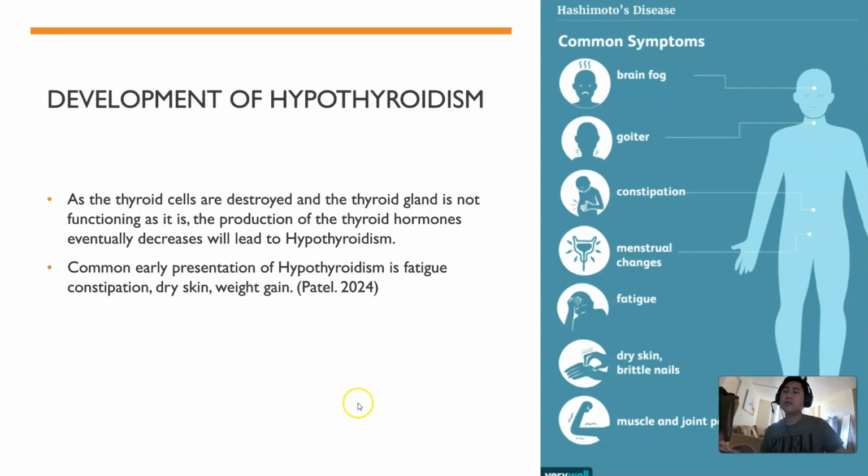The progression of the disease, however, varies between patients. It could be slow, or they may not experience symptoms at all. Some will have a progressive decline. Common early presentations of hypothyroidism are fatigue, constipation, menstrual changes for women, brain fog, and goiter, or the enlargement of the thyroid gland.